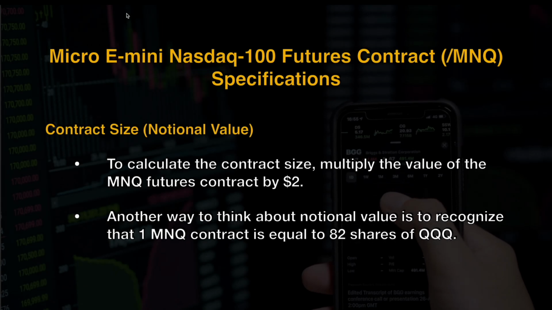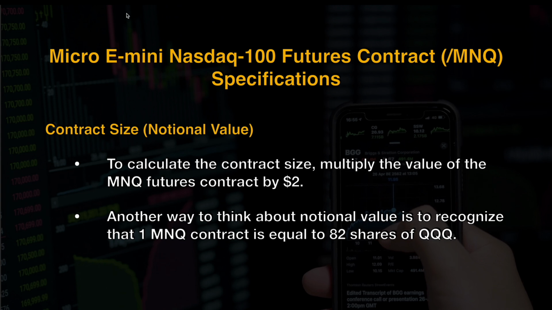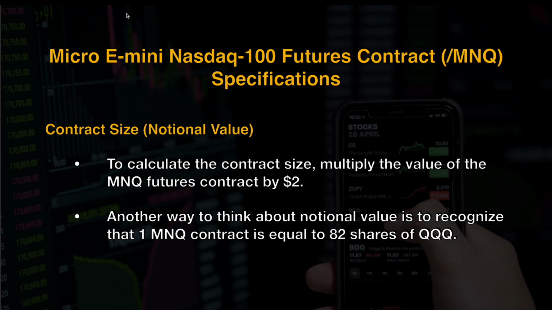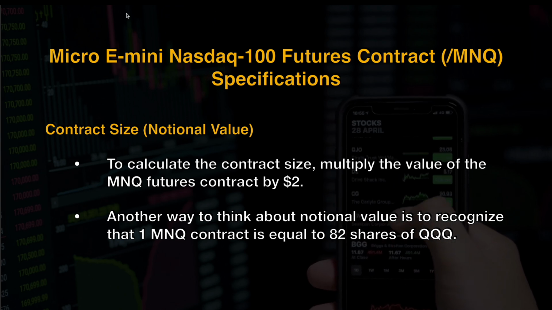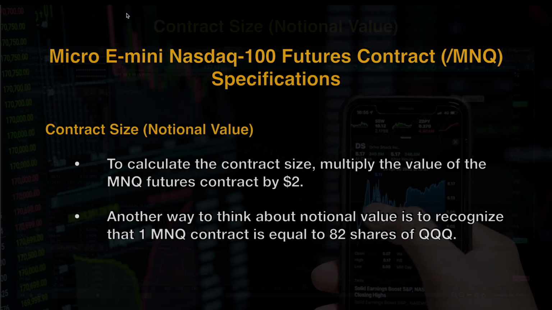In order to calculate contract size or notional value, we need to multiply the value of MNQ by the contract multiplier of $2. Another way to think about notional value is to recognize that one MNQ contract is equal to approximately 82 shares of the ETF QQQ.